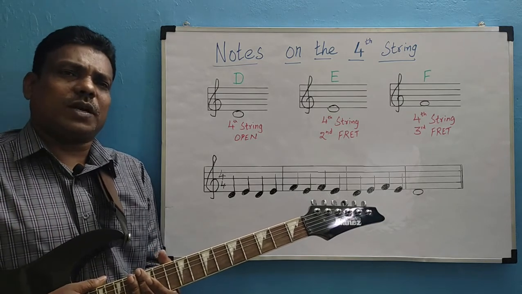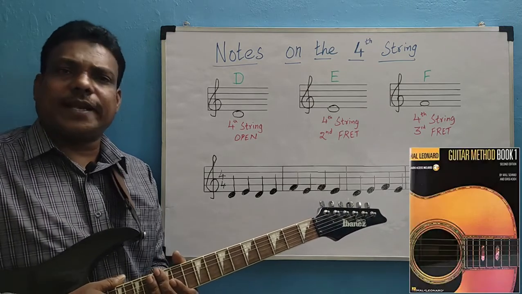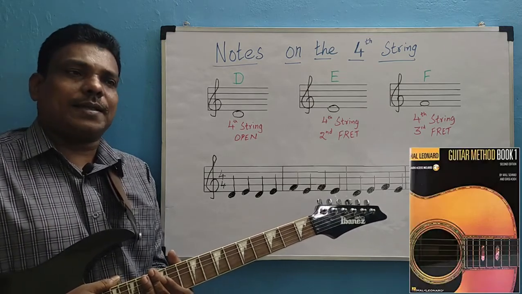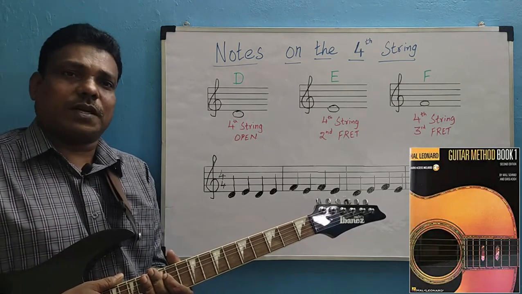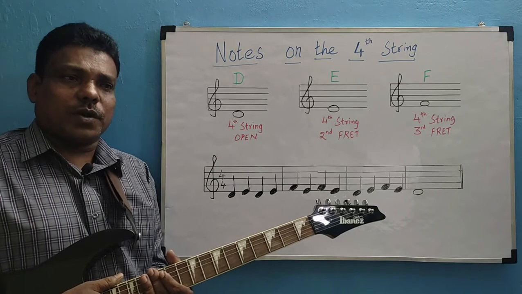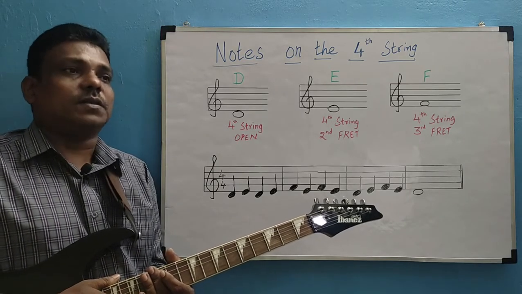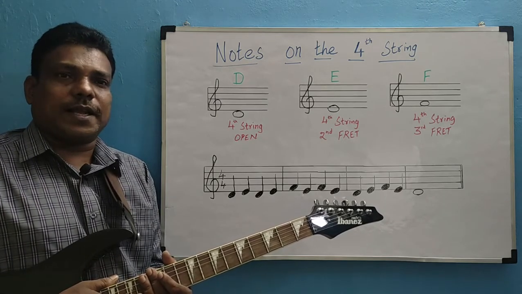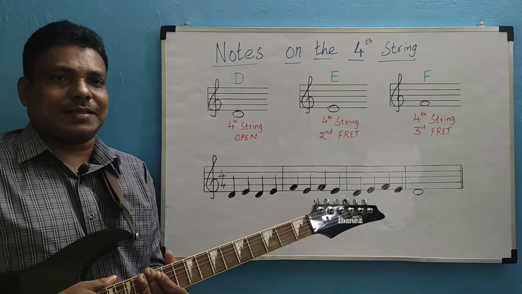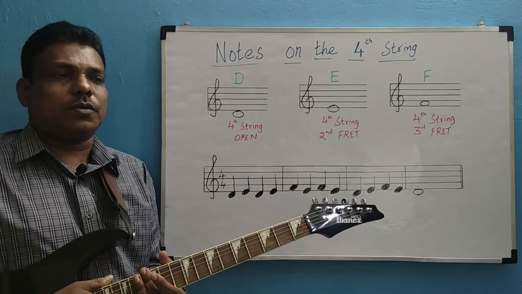In the beginning of our classes, I introduced a book called the Hal Leonard Guitar Method book. You can buy that so that you can practice a few more songs given in the book. That will be good for your practice. I'll put a JPG file of this song in the description. You can click the link, download it and practice the song. For other songs you have to buy the book and play.